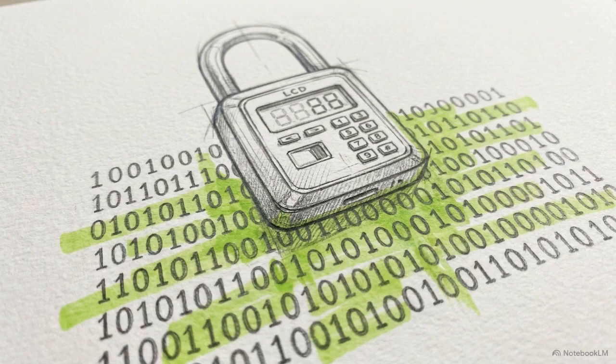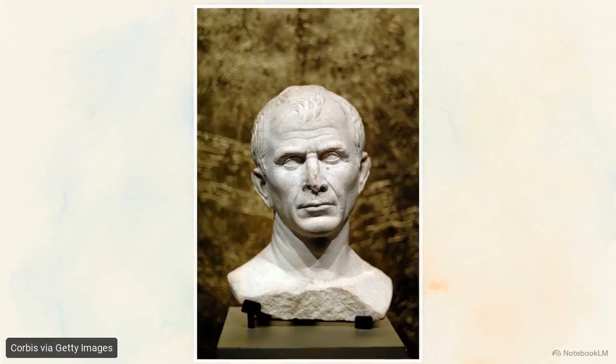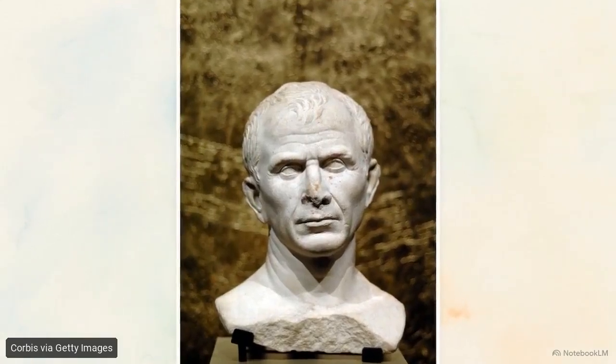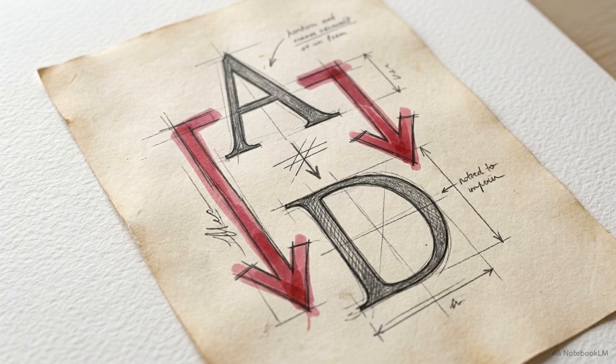Most people assume that if you scramble digital data so no one can read it, your system is secure. It makes sense. If the message is a secret, you win. That mindset goes back thousands of years. Julius Caesar famously communicated with his officers by shifting every letter in his messages 3 spaces down the alphabet.